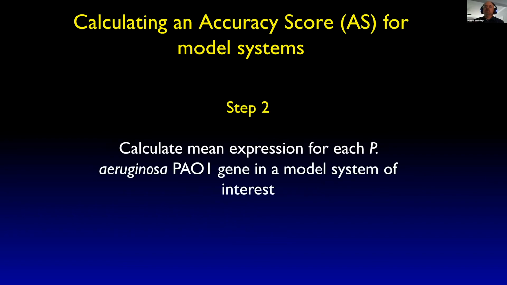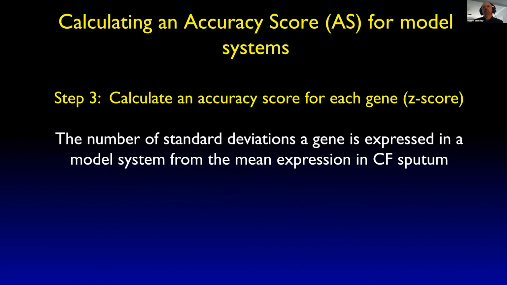The next step is we go to our 5 models, we grow PA01 in those models, and we do transcriptomes. Then we calculate the mean expression of all the genes in the model. So you have the mean in the humans and the means in the models. Then we calculate what we call an accuracy score for each gene. It's a z-score. All we're really asking is: how many standard deviations is the mean in the model away from the mean in the human?